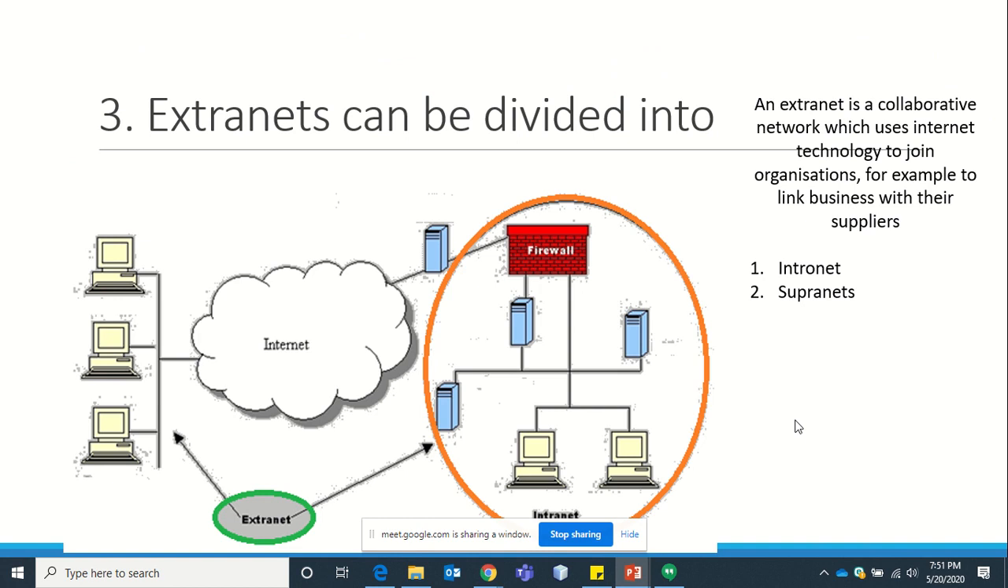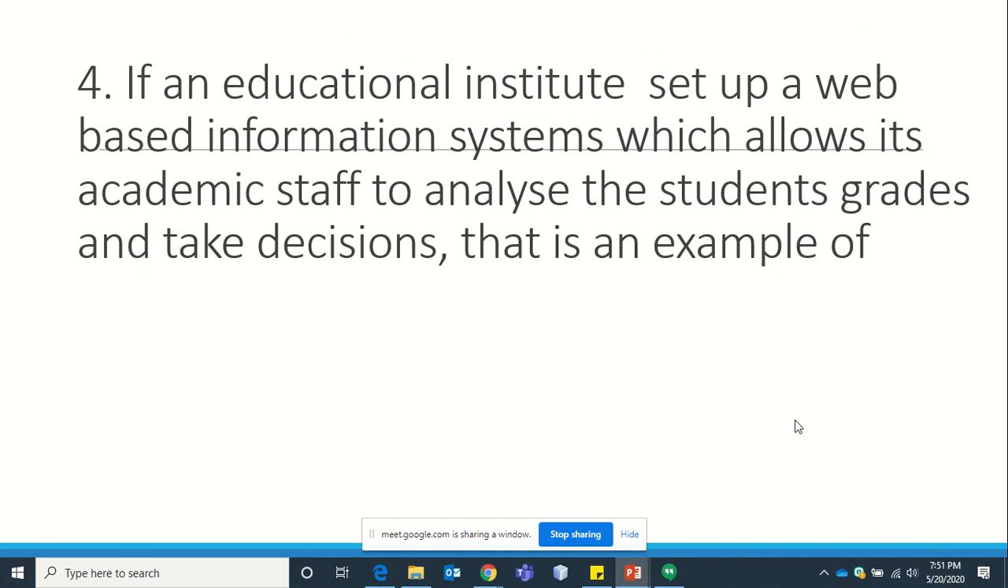Right. So the fourth question, they have given a scenario. Look at this scenario. If an educational institute, right, sets up a web-based information system which allows its academic staff to analyze the student grades and take decisions, that is an example of, they have given a few answers. So look at this question. If an educational institute, organization, sets up a web-based information system, right?